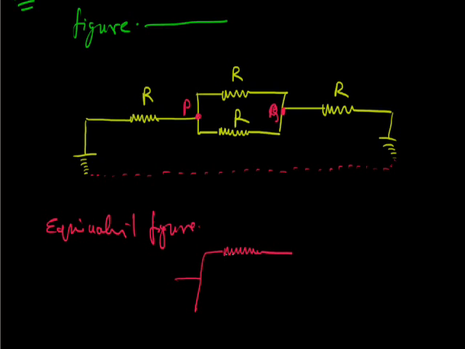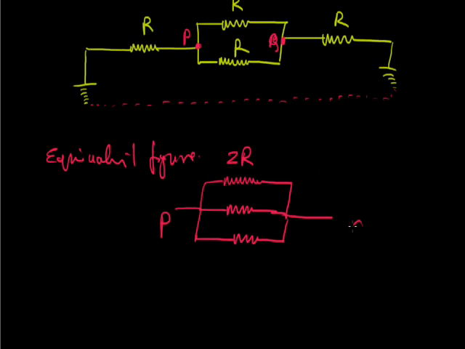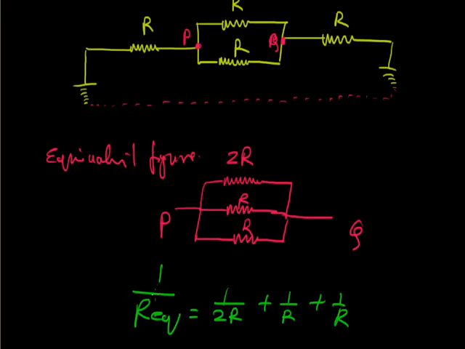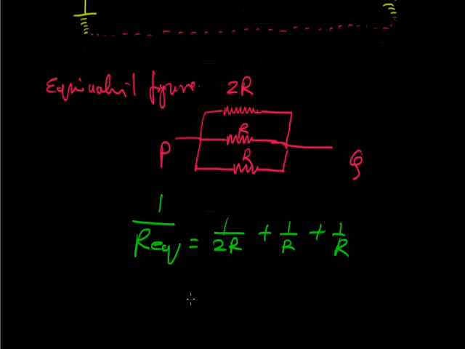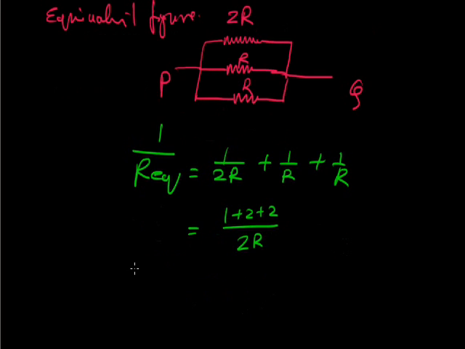So the equivalent figure: this R and this R are in series, it will be equal to 2R, then R given, P and Q. So 1 upon R equivalent is 1 upon 2R plus 1 upon R plus 1 upon R. So it is equal to 1 plus 2 plus 2 upon 2R, and R equivalent will be 2R by 5.